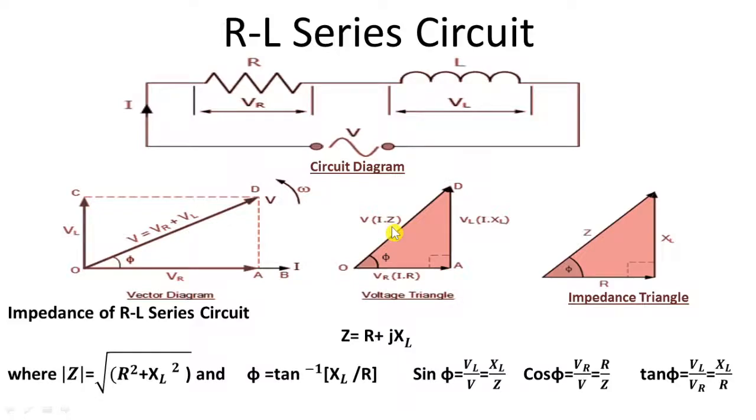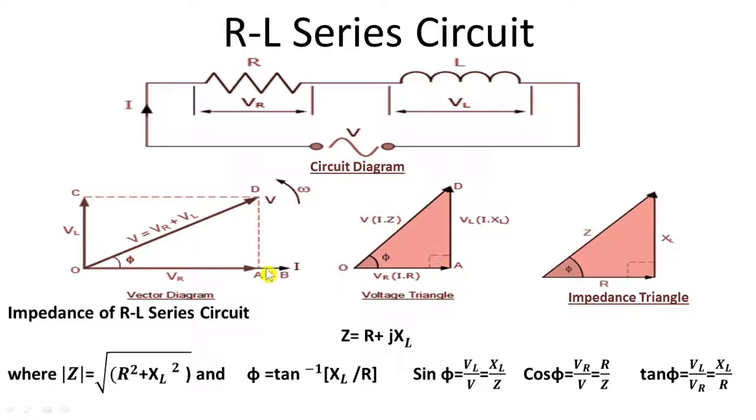Now if we divide the three sides of the voltage triangle by the current, we get the impedance triangle. The current I gets cancelled, so only R, XL and Z remain, as shown here. Now this is the phase angle. The phase angle remains the same in all these triangles.